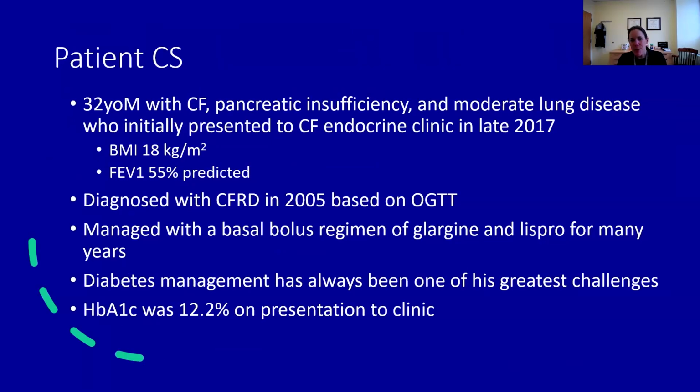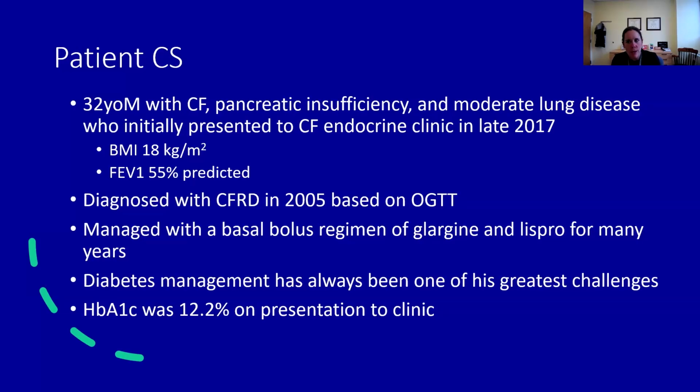All right, so here is my patient that I want to tell you about. He is a 32-year-old. He has CF, pancreatic insufficiency, moderate lung disease. I initially met him, and he'd been diagnosed years before based on oral glucose tolerance testing, and was managed with just a typical multiple injection per day regimen with glargine and lispro for many years.